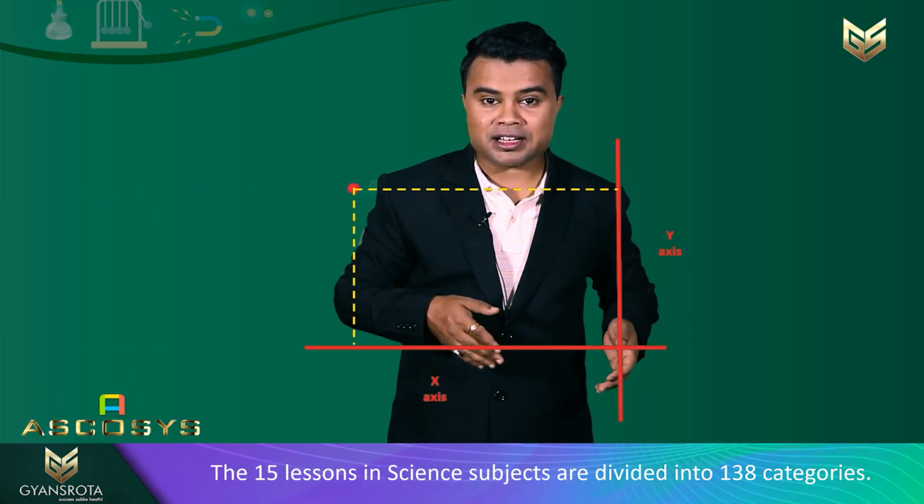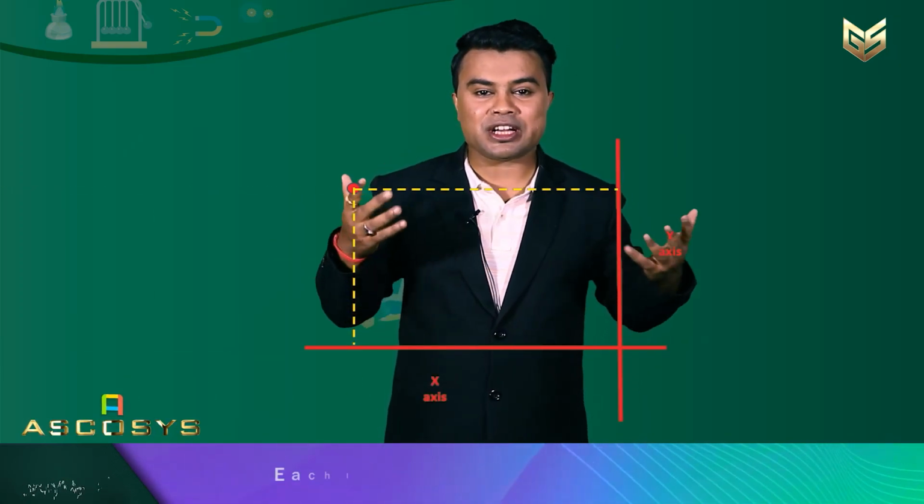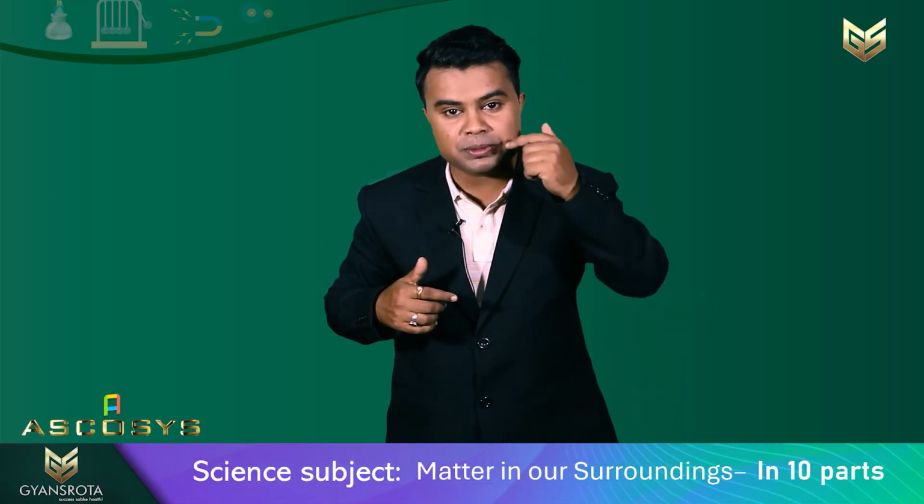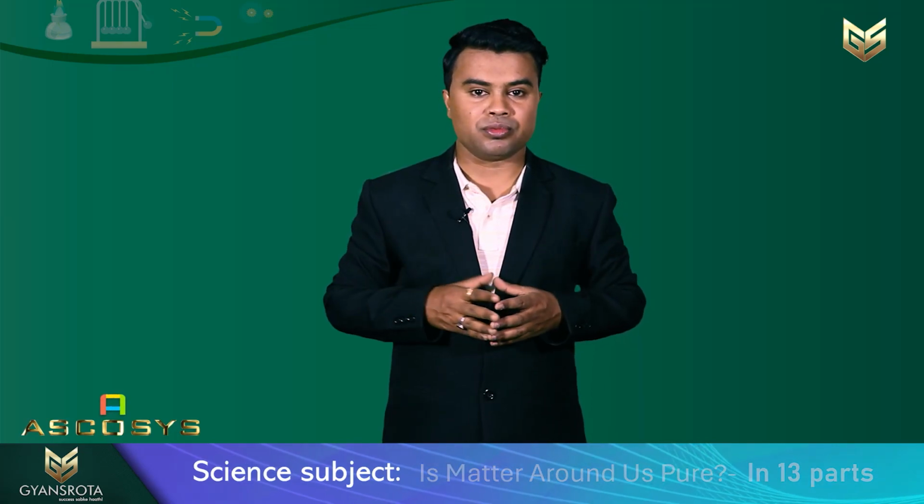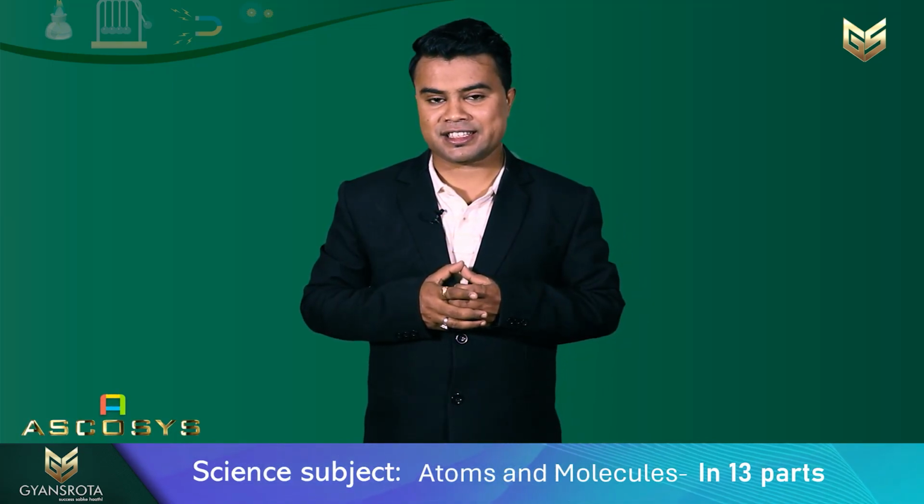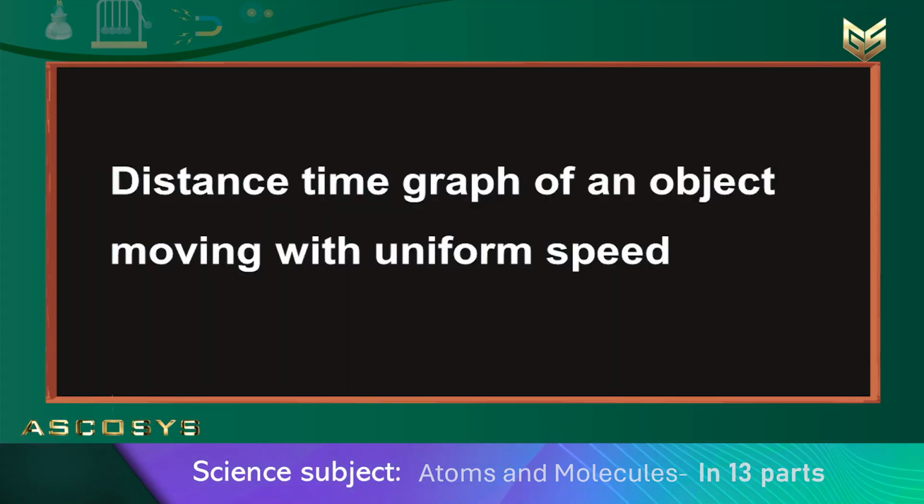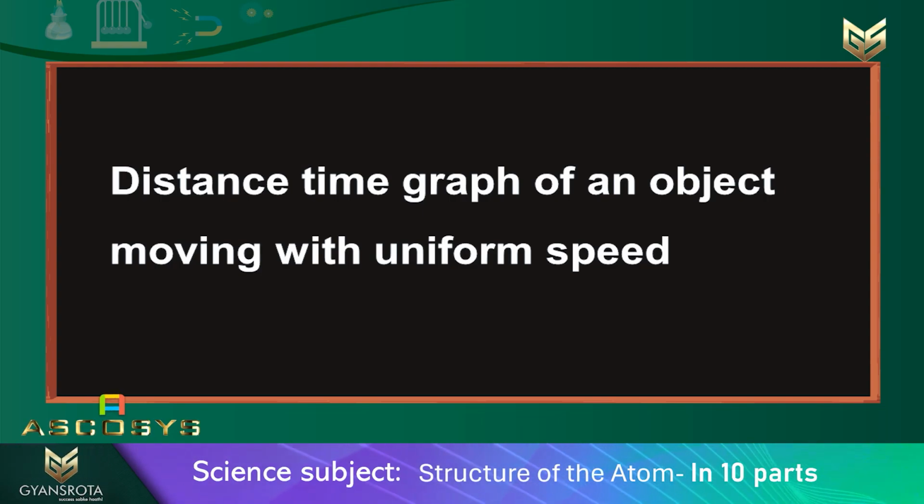And in this part, if there is a change in position, we can know many things like displacement, distance, velocity, speed, and then acceleration. So, graphically we can represent all these types of motion. So, let us start and see one by one. Distance time graph of an object moving with uniform speed.